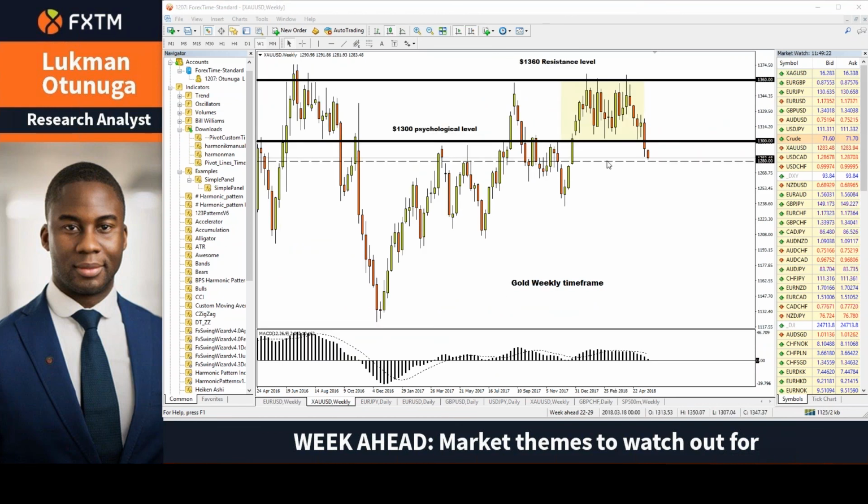We have a chart of gold on the weekly. As you can see on the weekly charts, we have the strong support level at 1,300 and resistance at 1,360. So the fact that gold has secured a solid weekly close below the 1,300 support level suggests that gold has now officially turned bearish on the weekly charts. Previous support at 1,300 could transform into a dynamic resistance that encourages a decline towards 1,280 and potentially lower.